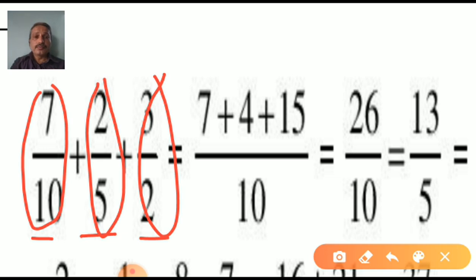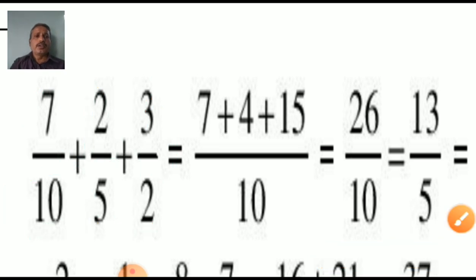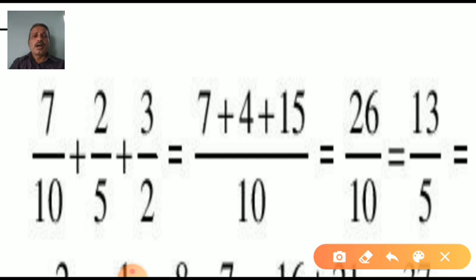What we have to do now, students? First of all, check the LCM of the denominators. So LCM, least common multiple or lowest common multiple, or check these numbers which have the same multiples. So 10 tables, 10 ones are 10, 10 twos are 20, like this way. 5 table, 5 ones are 5, 5 twos are 10. Yes, 10 is also there. 2 ones are 2, 2 twos are 4, 2 threes are 6, 2 fours are 8, 2 fives are 10. Yes, 10 is also there. So 10 will be common.